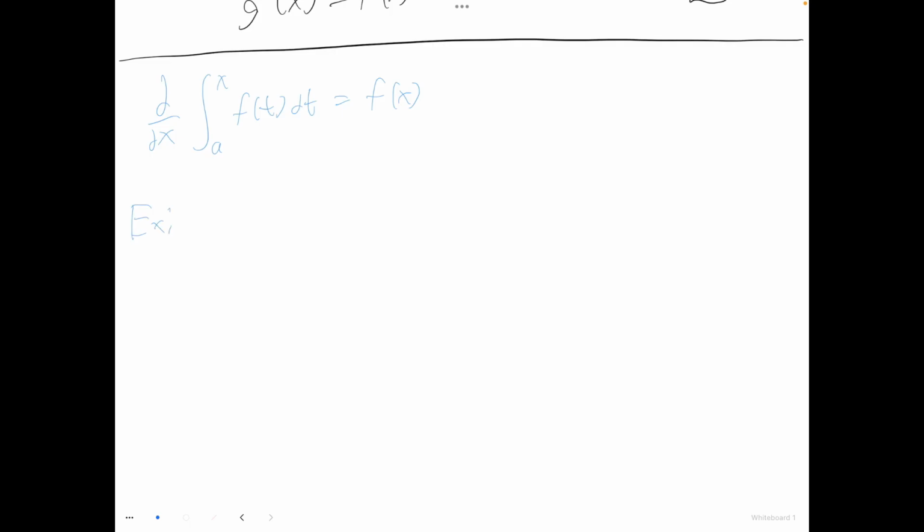So now let's look at an example. We want to find the derivative of g of x equals the integral from 0 to x of the square root of 1 plus t squared dt.